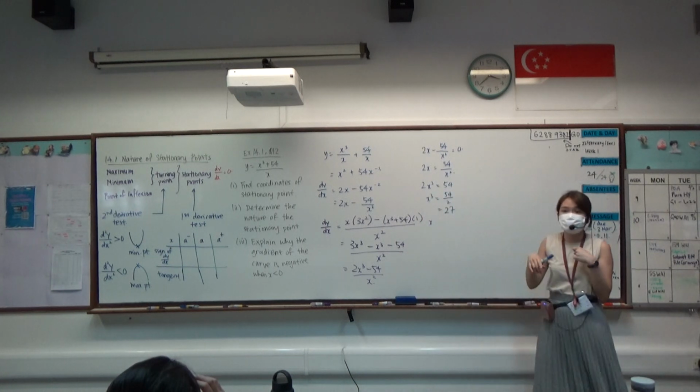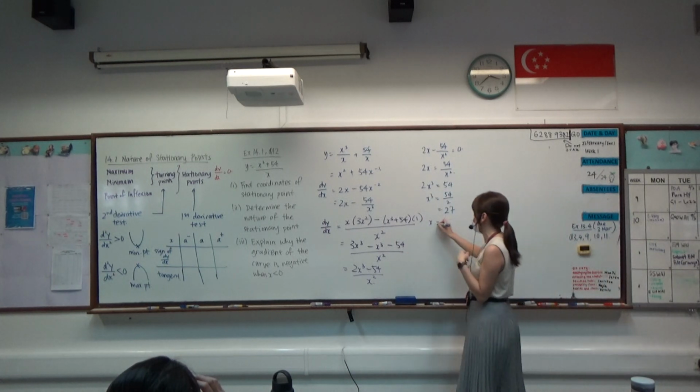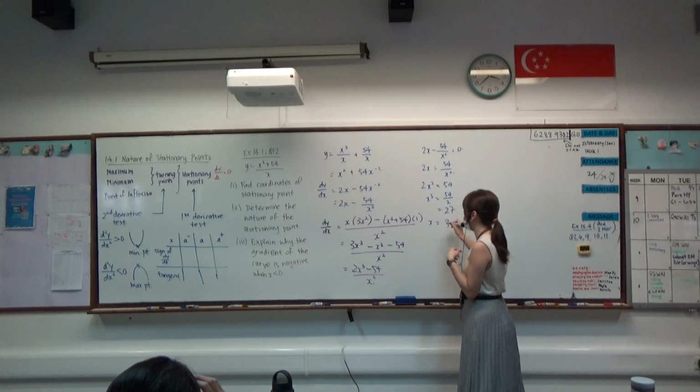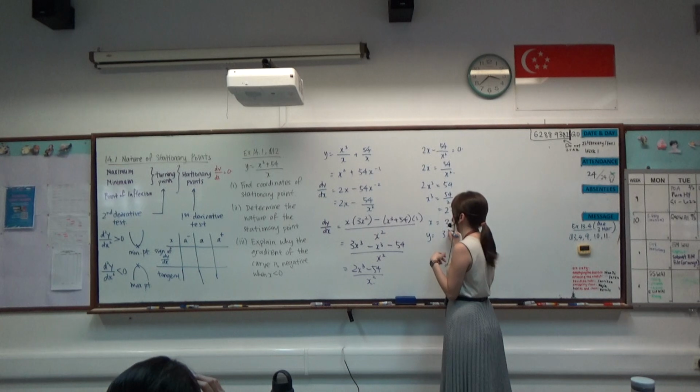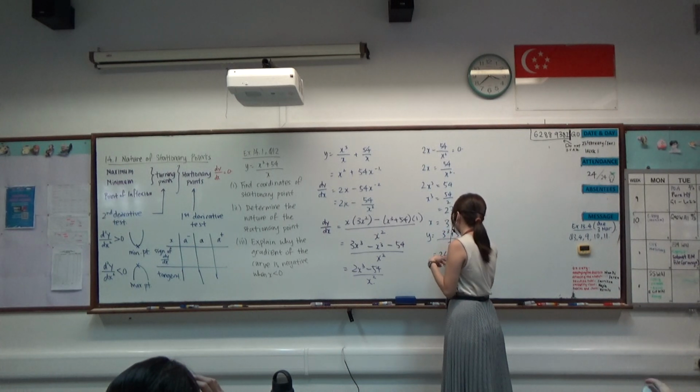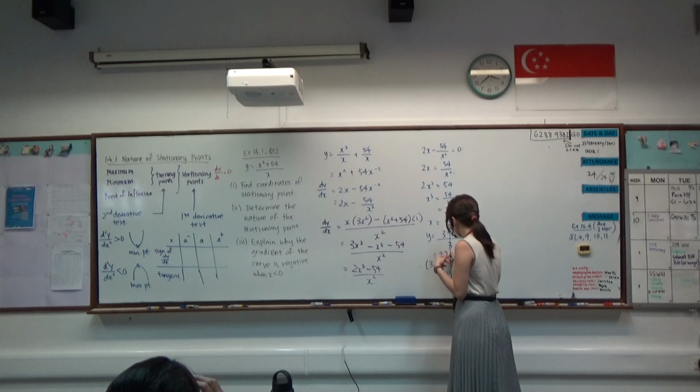So when x cubed is 27, we take the cube root. For the cube root there's only 1, so therefore x is equal to 3. When x is 3, our y will be equal to 27. So therefore (3, 27) is a stationary point.